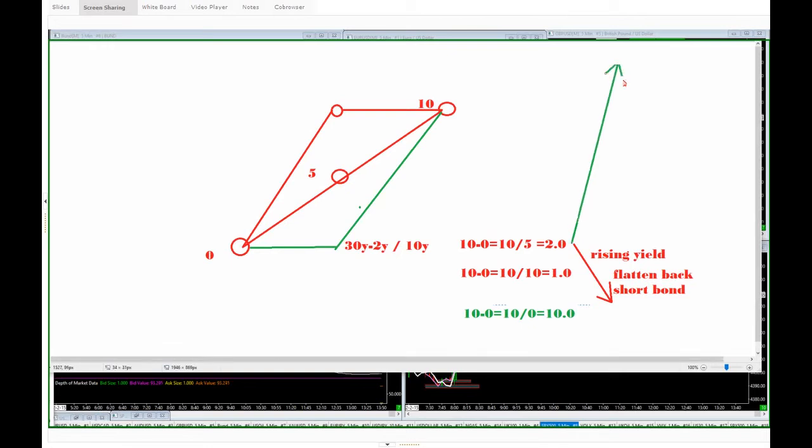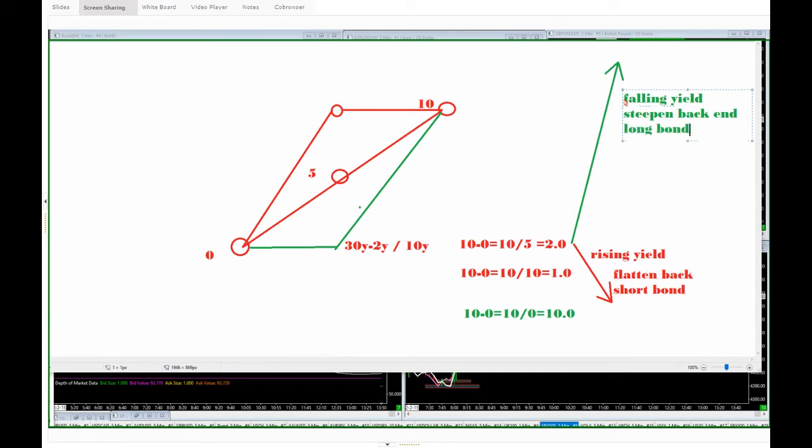And that absolute of 10 gives us an idea that there is very definitely a very steep curve due to the drop-off in rates. And therefore that drop-off in rates is bullish bonds. And inside of this environment, this is a falling yield environment. This is going to steepen the back end of the curve. And this is going to be a long bond opportunity to trade long bonds.